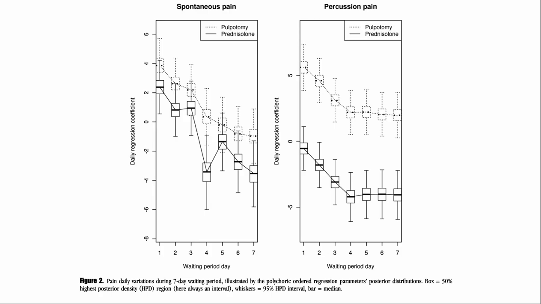So the findings of this study suggest that methylprednisolone injection appears to be effective as an emergency management of acute irreversible pulpitis pain.